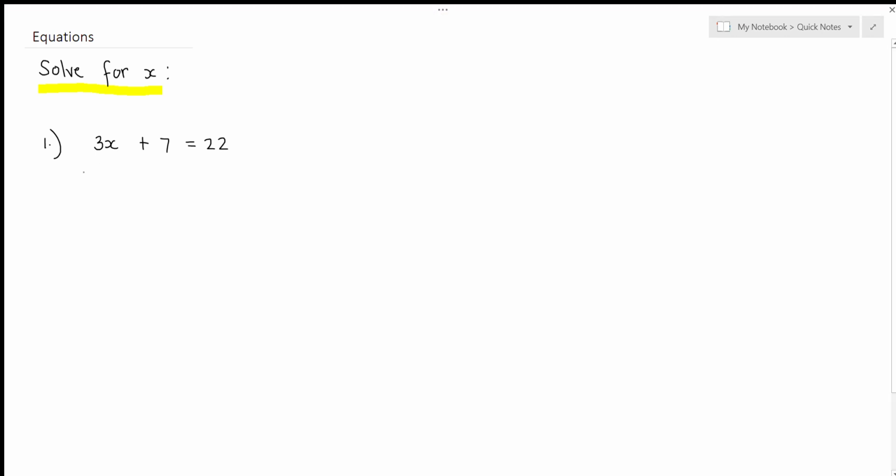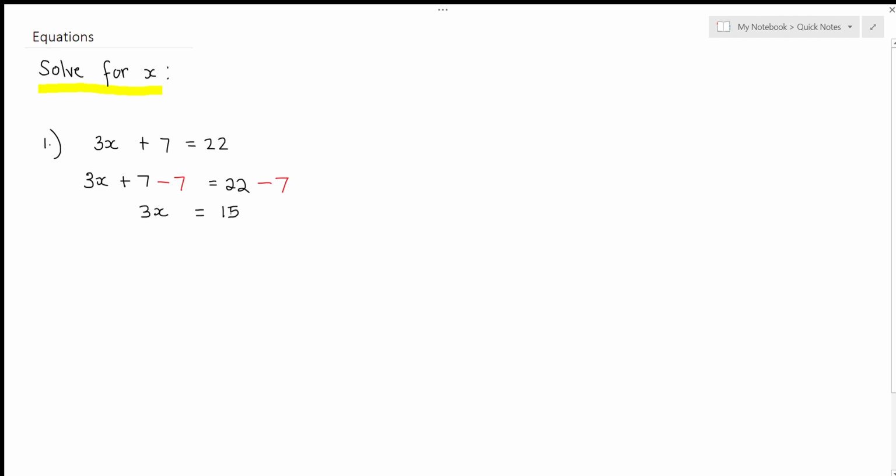So if I rewrite the sum and I have 3x plus 7 equal to 22, if I want to get rid of plus 7 on the left hand side, I have to minus 7, because 7 minus 7 will give me 0. So whatever I do to the left hand side, I have to do to the right hand side. So what am I left with on the left hand side? I'll be left with 3x, because 7 minus 7 will give me 0. And on the right hand side, I'm going to have 22 minus 7. Okay, so I work out 22 minus 7, and I've got 15 here.